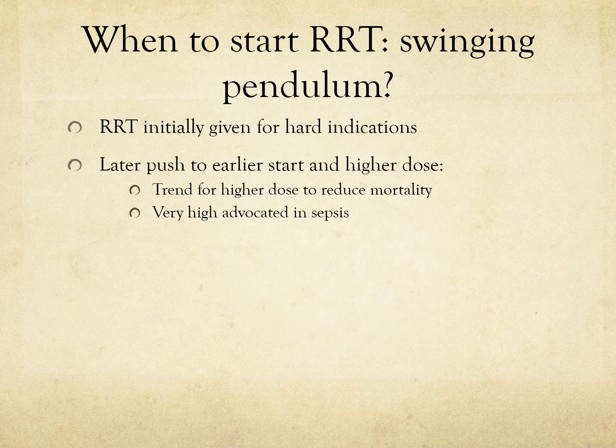This has changed over the years in that there was a time when we would give renal replacement therapy earlier and with a higher dose. The idea being that high dose renal replacement therapy in septic shock might reduce the amount of circulating cytokines and other bad things in the circulation and therefore make the patient better. But there's no evidence that actually is true or improves outcomes.